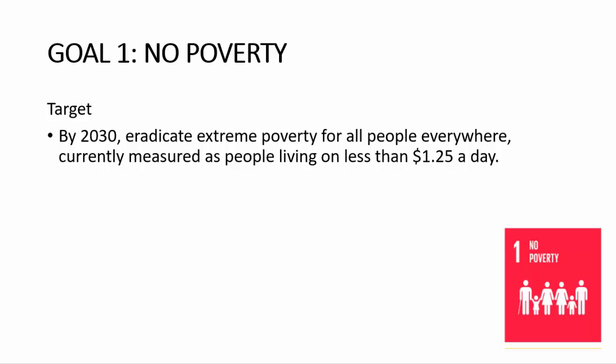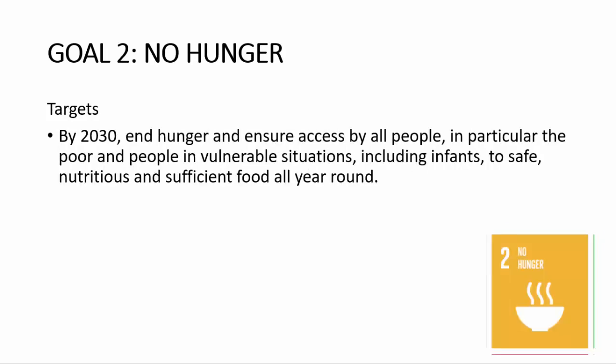It says goal number one, no poverty. The target for this goal by 2030: eradicate extreme poverty for all people everywhere, currently measured as people living on less than $1.25 a day. All right, so that's goal number one. Goal number two is no hunger, and the target is by 2030 end hunger and ensure access by all people, in particular the poor and people in vulnerable situations, including infants, to safe, nutritious, and sufficient food all year round. So that's goal number two.